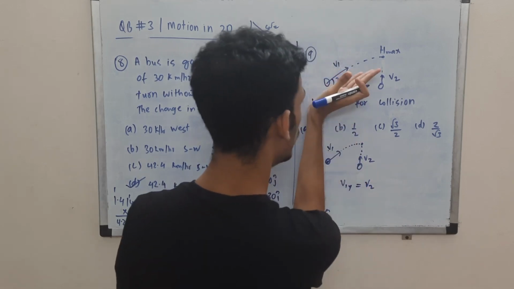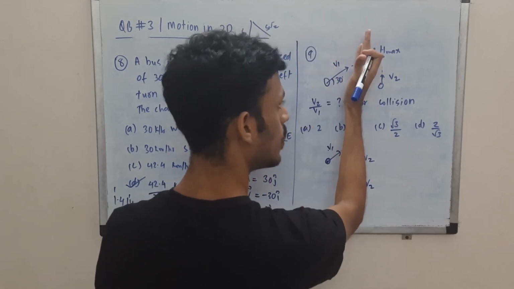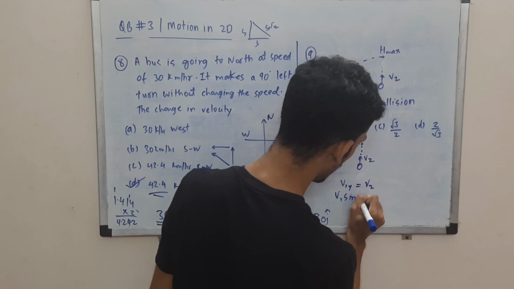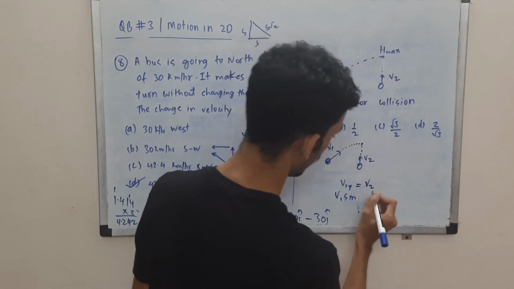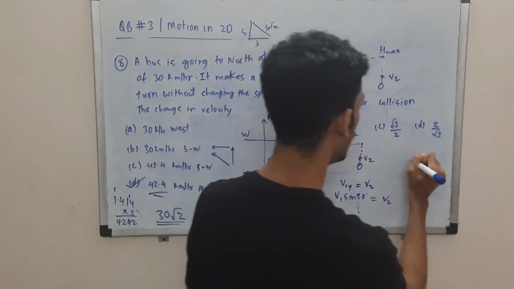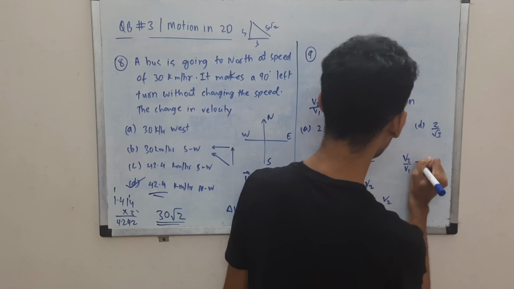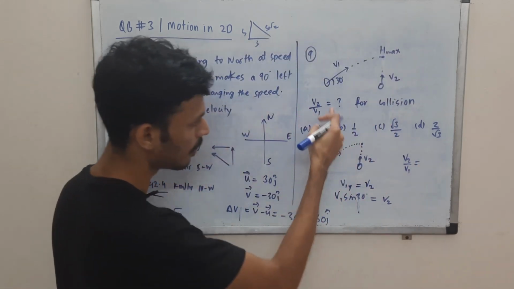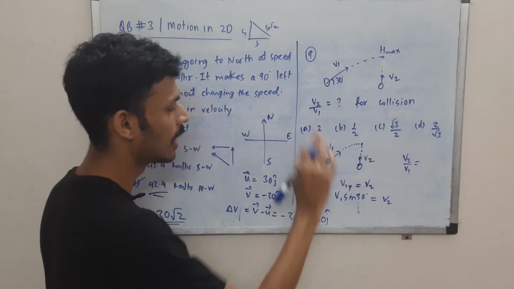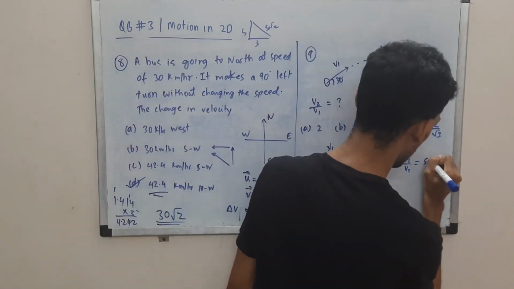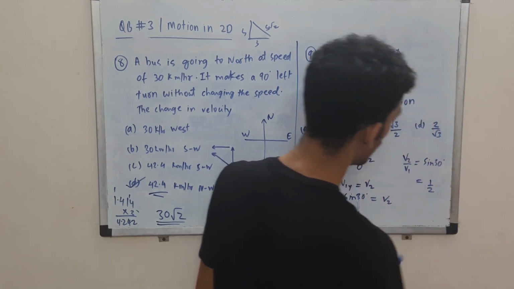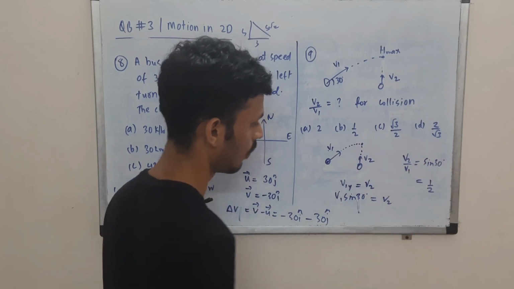Now what is the y component of v1? Opposite to theta is sine theta, so v1 sine theta, or sine 30. v1 sine 30 should be equal to v2. You are supposed to find v2 by v1. Be careful, sometimes they might ask v1 by v2, so you have to be careful what the question is. So v2 by v1 is half, since sine 30 is half.